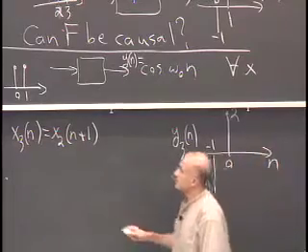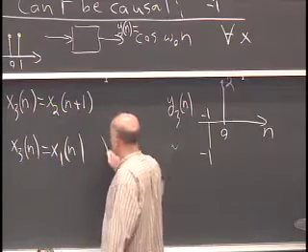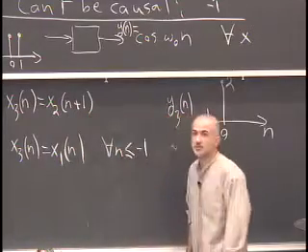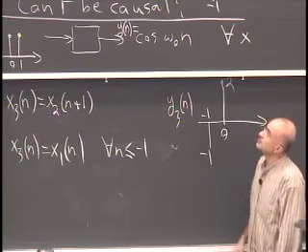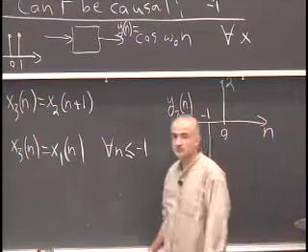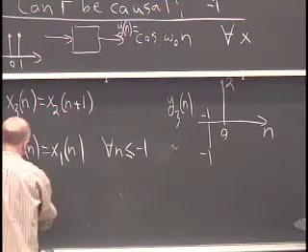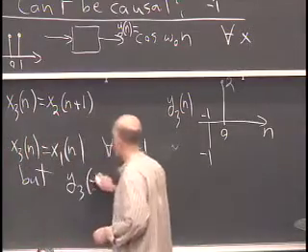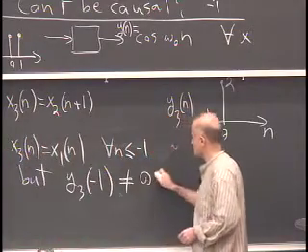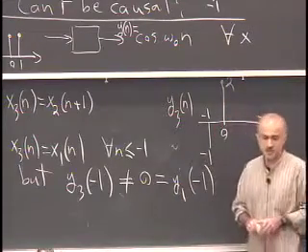Now notice x3 and x1 are equal for all n less than or equal to minus 1. Do you agree? Yes. Are y3 and y1 equal for all n less than or equal to minus 1? No, right? y3 at minus 1 is not equal to 0, which is y1 at minus 1. So this system cannot be causal.